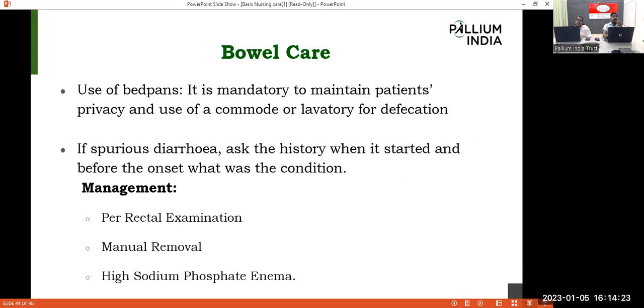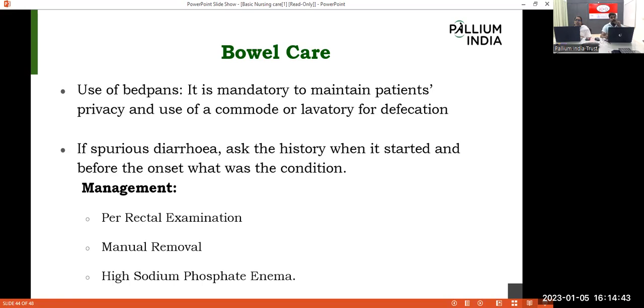Then for bowel care, use a bedpan. In the bedbound stage, a bedpan is mandatory, and we need to maintain the patient's privacy also. If a commode or wheeled commode is possible, we can provide it, shift him onto that, and promote defecation.